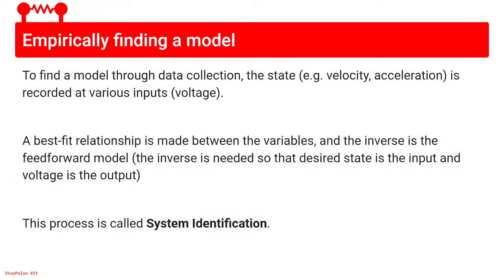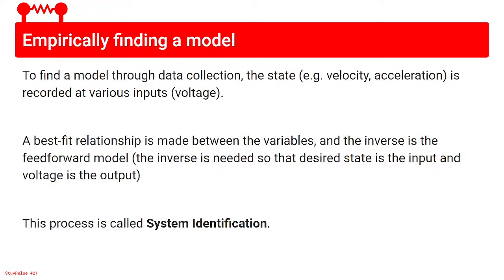So yeah, if you want to empirically find a model, go down the data collection route. What you would be doing is collecting data on the state, right? So recording the velocity and acceleration when you feed your system various voltages. Then a best fit relationship will be made between the variables, which is like a 3D line. But then you just take the inverse of that so that you can plug in velocity and acceleration and get the voltage, because you're originally plugging in voltage and recording the velocity and acceleration. This process in general is called system identification.